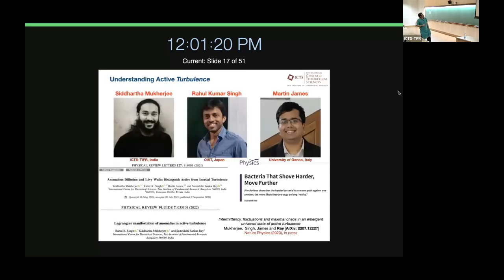This question was addressed by some of us in the group. Siddhartha, who's sitting there, is a postdoc at ICTS. Rahul and Martin were my former students. They're now postdocs respectively at IISc Japan and University of Genoa. And essentially, I'm going to describe the work in these papers. Here's a Physics in Focus review of the work, which is quite nicely done.